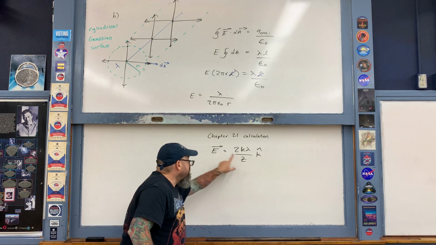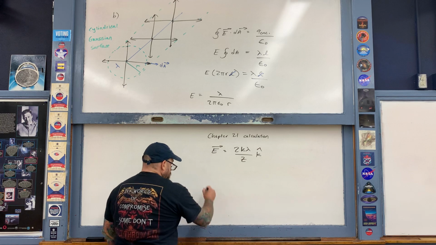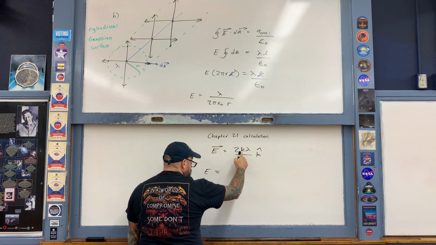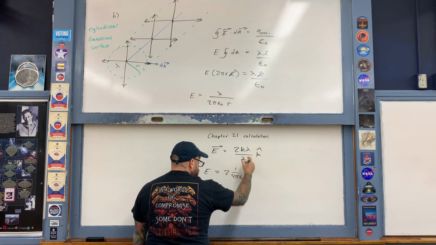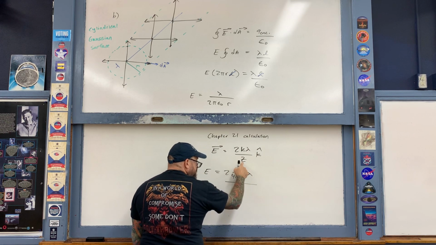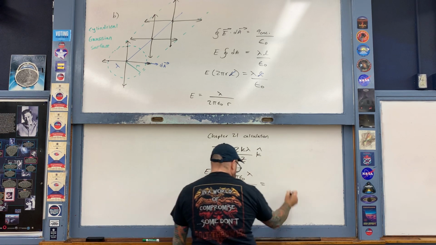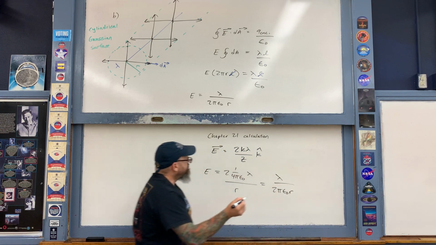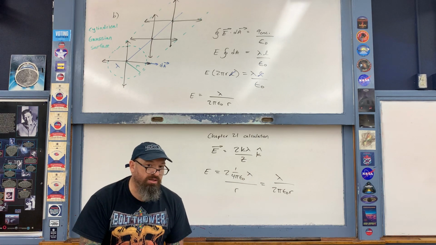Now, when we did this calculation back in chapter 21, it was a vector expression. So let's now go ahead and just write the magnitude. The magnitude is going to be 2 times k, so 2 times 1 over 4 pi epsilon naught, and then times lambda, and then divided by the distance, which is now referred to as r. If you do a little bit of cancellation, you end up then with the following. This expression here, which is exactly the same as it is in our Gauss's law calculation.